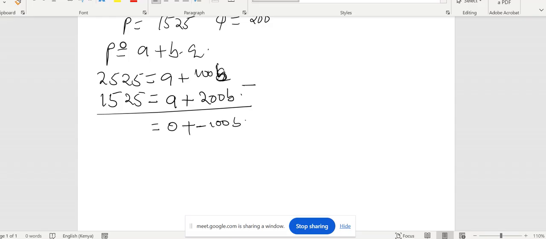Is it 1,000? Yes. Okay. So this negative here, this divided by negative 100, divided by negative 100, you cancel. This remains positive. B is equal to negative 10.